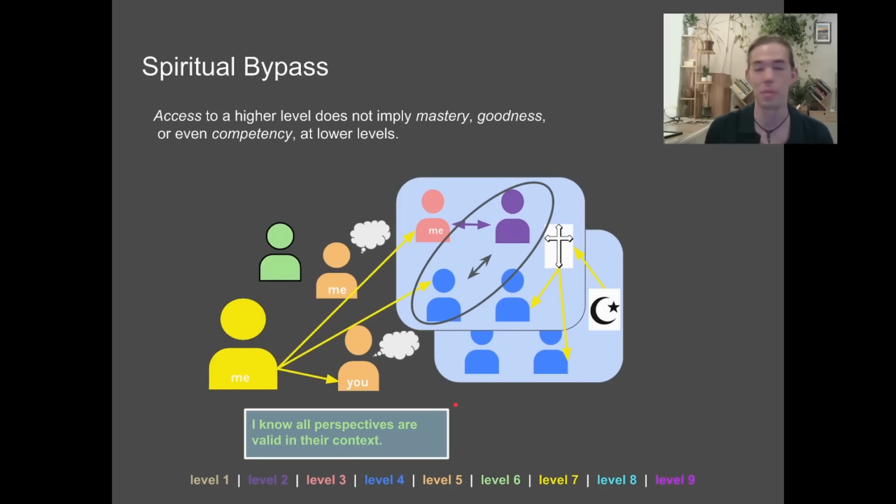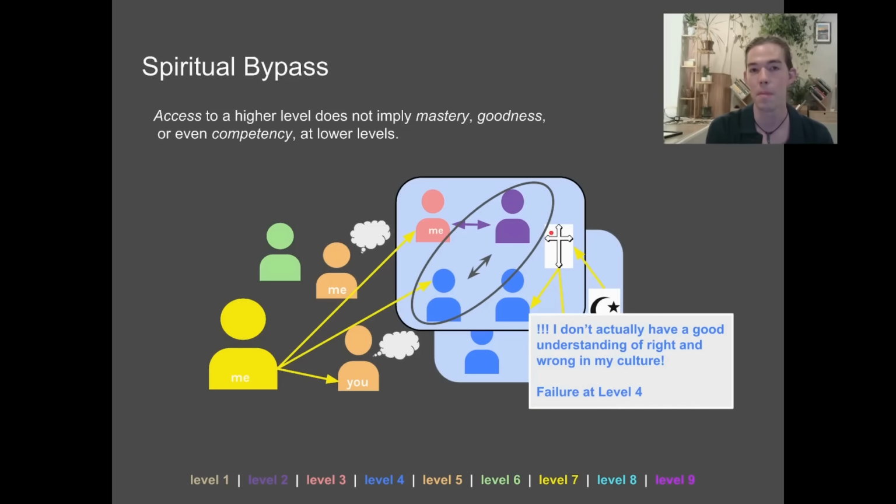I know that all perspectives are valid in their context. Great, my level 6 is solid. I understand the material realities of this situation and the decisions we make here and how things will likely work out. My level 5 is solid. I'm a great strategist. But maybe I don't actually have a good understanding of what right and wrong is in the culture in which we're embedded. So I can't understand properly the perspectives of this person who's operating in this culture. This is a failure at level 4.